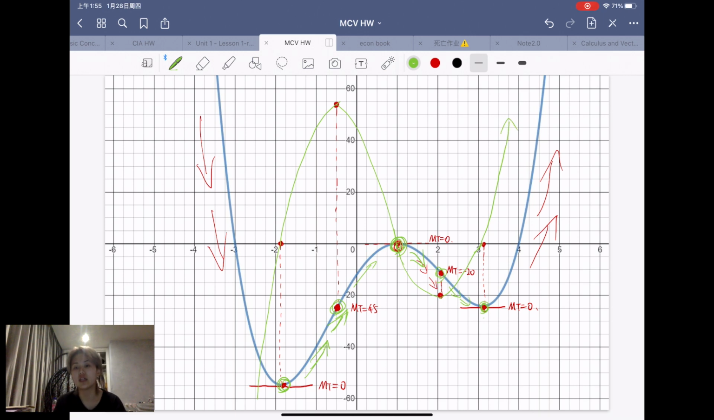So finally, we get a complete graph of the derivative function. We can see that it's a quadratic function. So this is my answer.